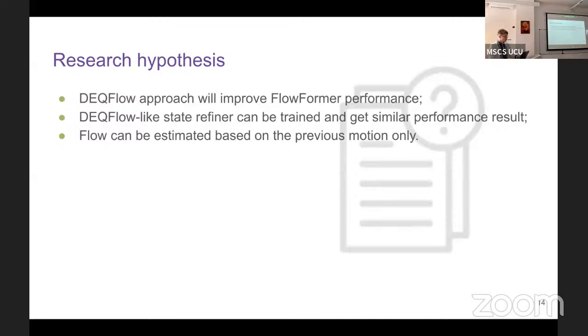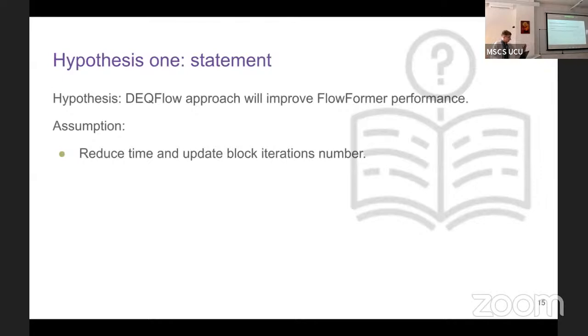According to that, we have three hypotheses. First of all, the liquid flow approach will improve FlowFormer performance. Quite nice. The second hypothesis is that the liquid flow-like state requirement can be trained and get similar results as the state-of-the-art methods, but with this help, we can reduce the number of iterations in the iterative part and the execution time. And the third one is that flow can be estimated based on the previous motion model. Let's dive into it.